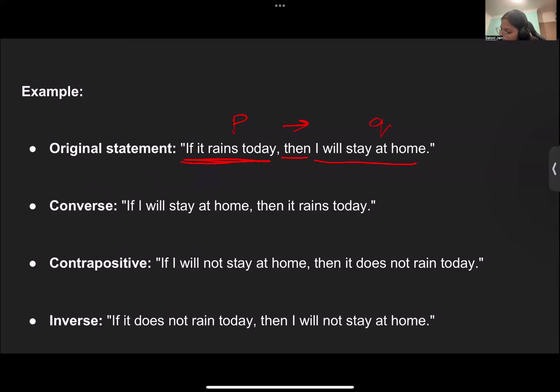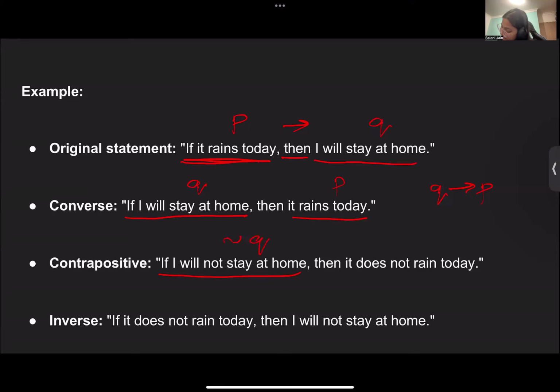Let's now ignore that I've written the converse, contrapositive, and inverse, and try to understand what they would be. This statement clearly is Q, I'll stay at home, and this statement is P. This basically is Q implies P, and this is the converse.